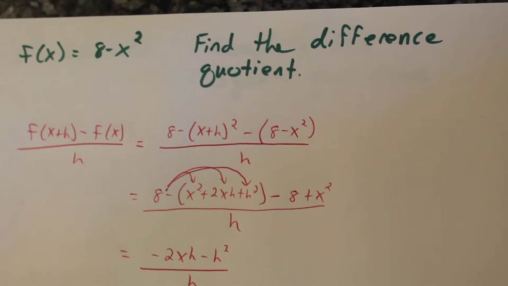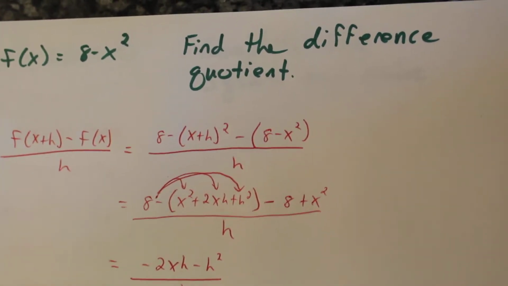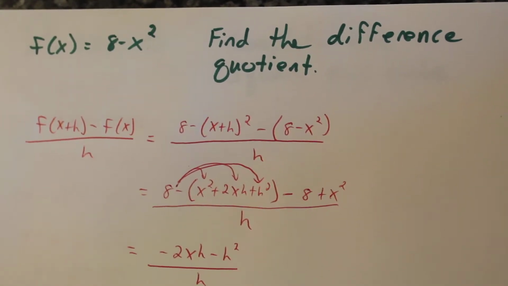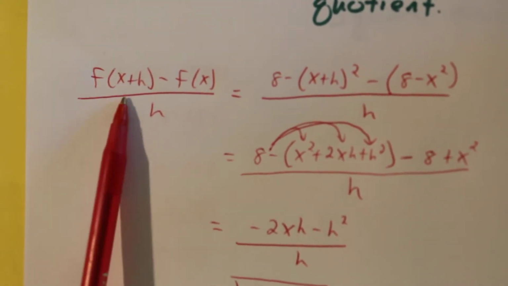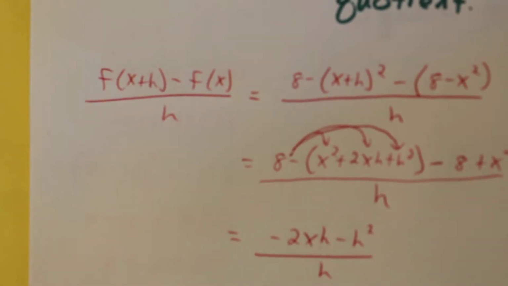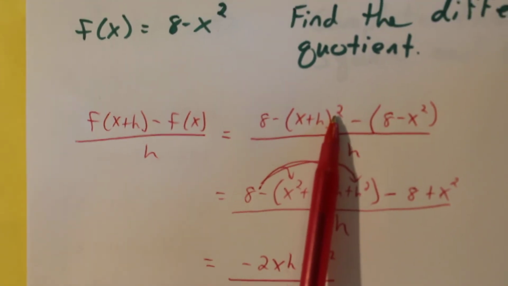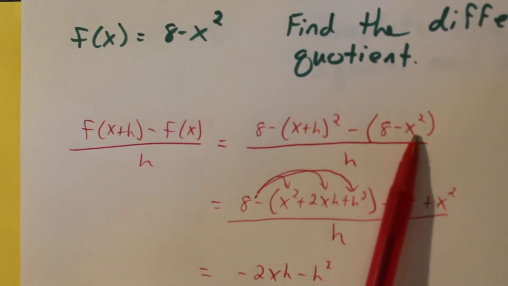So I'm just going to walk you through this problem here. If we have the function f of x is 8 minus x squared, and we want to find the difference quotient and essentially simplify it, we're going to look at f of x plus h minus f of x over h. So for f of x plus h, remember, we're taking x plus h and putting it wherever we see an x in our original function, leaving us with this piece here. 8 minus (x plus h) squared, minus the original function, which is just f of x, 8 minus x squared, all over h.